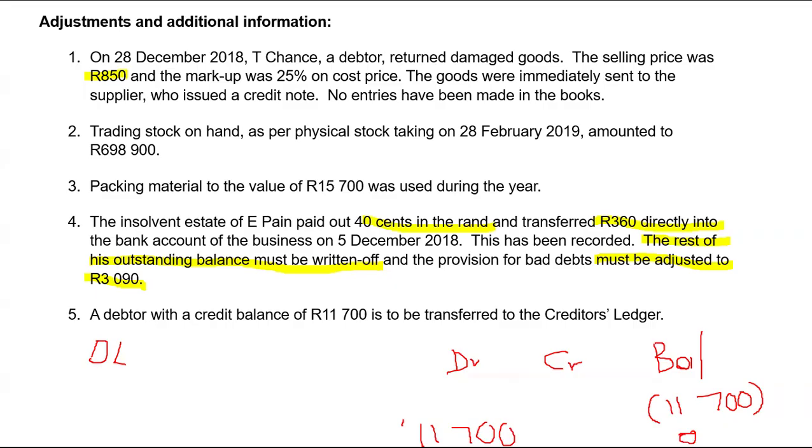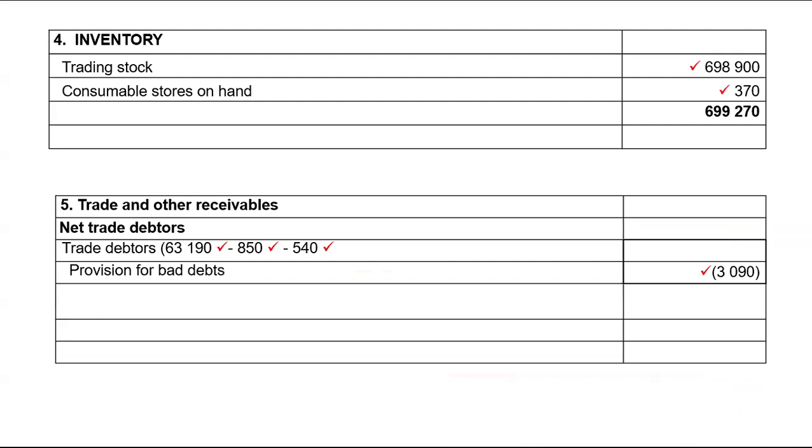So, by so doing, it means we need to go to our trade and other receivables and add that 11,700. Obviously, I'll just calculate my trade debtors balance and then take my trade debtors, which is 73,500 minus the 3,090 to get my net trade debtors, which will be 70,410.